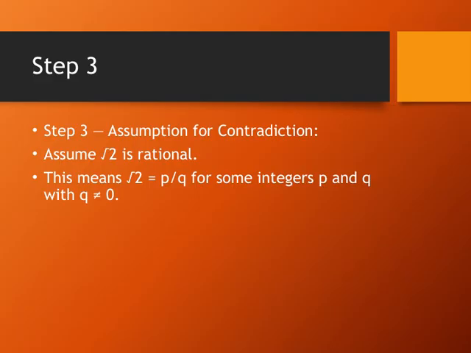This assumption sets the stage for us to explore whether this rational representation can hold true, or if it will lead to a contradiction. This is a common technique in proofs. By assuming the opposite, we can often uncover inconsistencies that help us prove our original statement. So, let's keep this assumption in mind as we move forward.